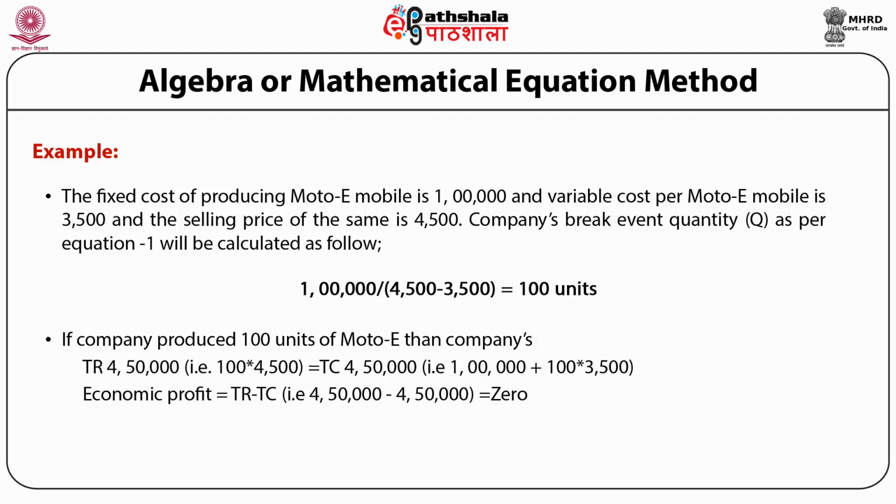Here the economic profit is 0 because total revenue minus total cost is 0. 4,50,000 minus 4,50,000 is equal to 0.